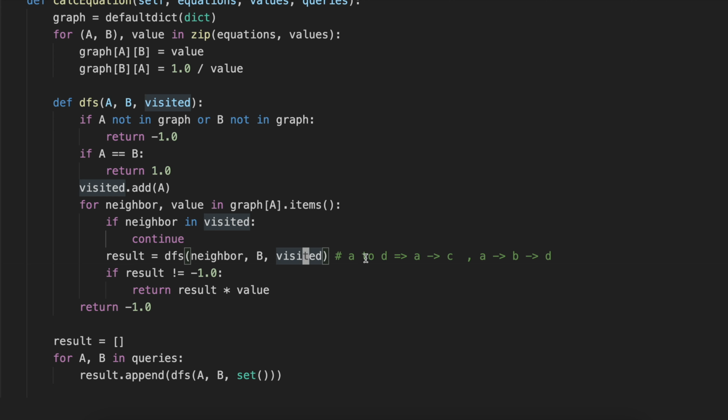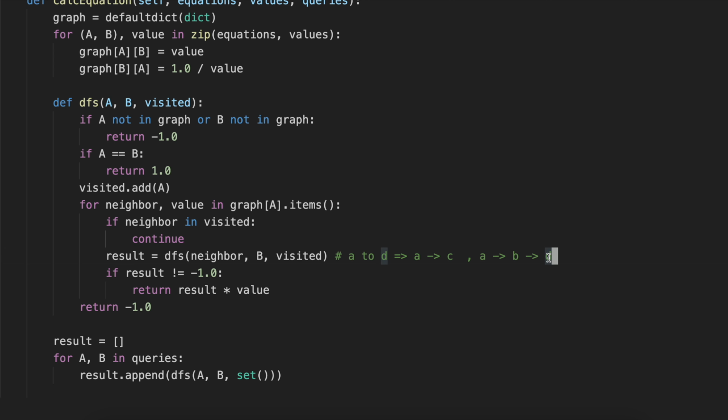So for example, let's say that in this case we need to find A to D. A has two neighbors. A has A to C, so we are recursively calling for C. C doesn't have any neighbors, so in this case we are going to return -1 for C, which means that in this branch we cannot find our node D. And then the next one, we are recursively calling for B, because another neighbor of A is B, and for B we are recursively calling for D.